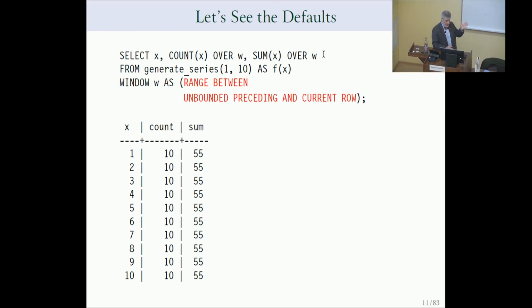You might have wondered why the parentheses are there. Parentheses are there for the ability to specify something called a window frame. Window frame, in this case, is the text in red. These are the default values. Range between unbounded preceding and current row is the default when you don't specify anything for the window frame. Okay?